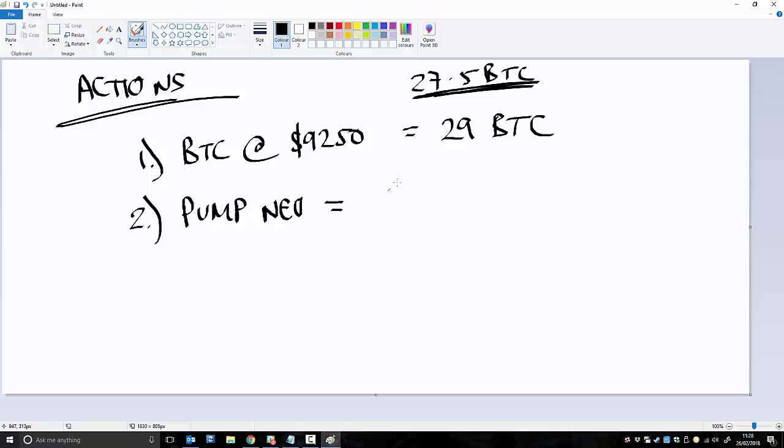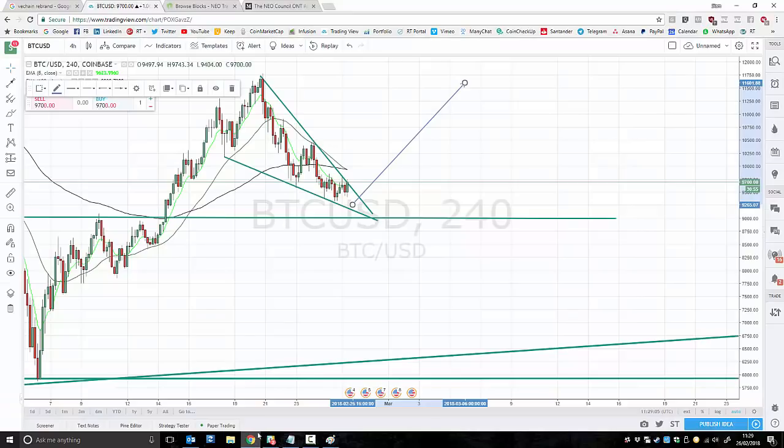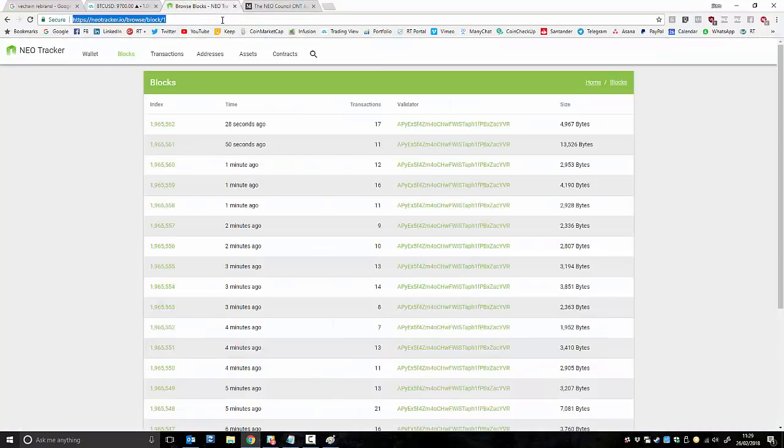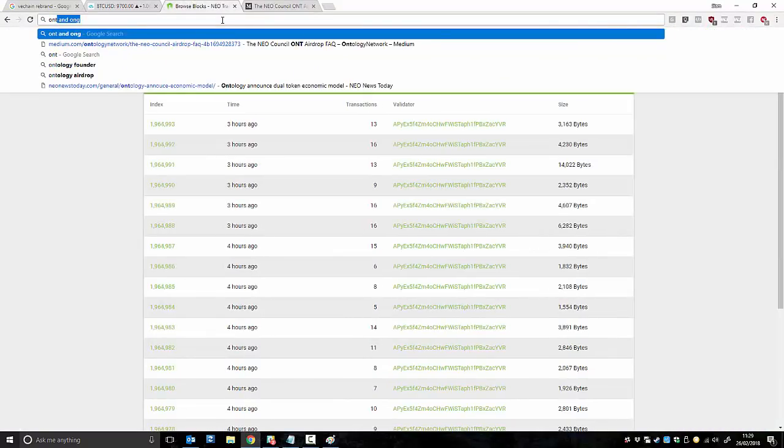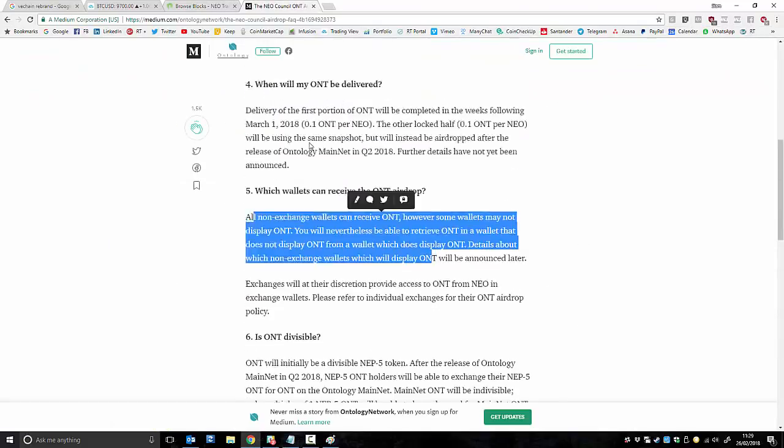So basically if I do this, I'll probably get around 2,336 NEO according to my early calculations, and then due to the airdrop, you get 20% of that, so that will give me, what is that, 2,336 times 0.2, that's going to give me 467.2 ONT, no, where is it? It's up here.